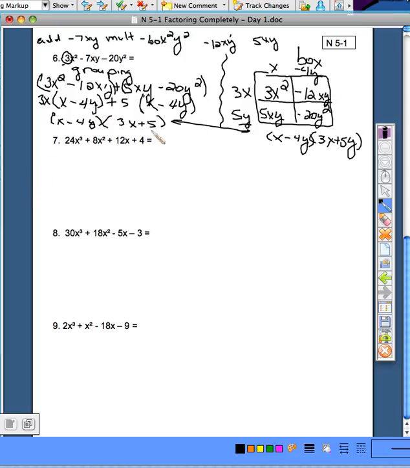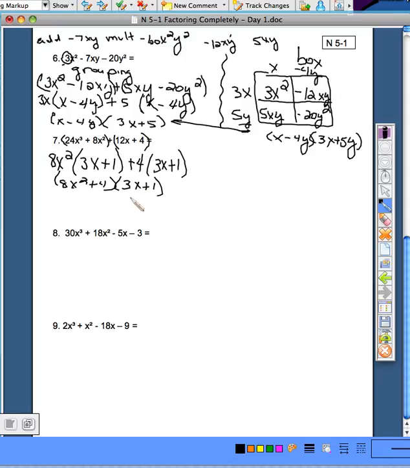I use grouping. Some of you may prefer to use the box method. Now in these last three examples, we have four factors evident. When you have that, just go ahead and group them. Factor out your greatest common factor. In this case, it's 8x squared. And that's going to leave me 3x plus 1. And here, my greatest common factor is 4. And that's going to leave me 3x plus 1. So my two factors are 8x squared plus 4 times 3x plus 1.